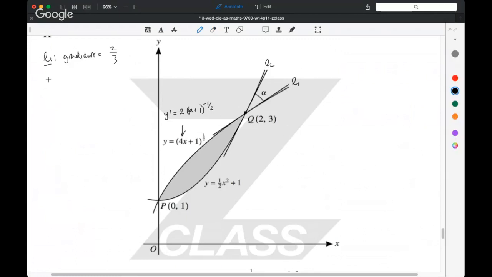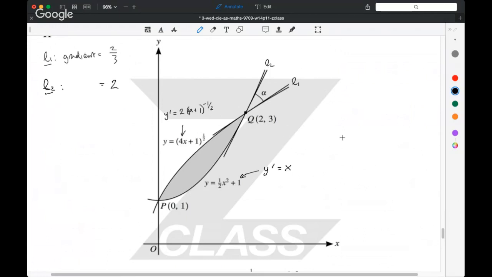So what about line 2? Well, line 2, the gradient has got to be the same as this curve here, for which the gradient is a little more simple, but that's going to be equal to x. The gradient is x, so therefore the gradient at Q is 2. So now we have gradients.